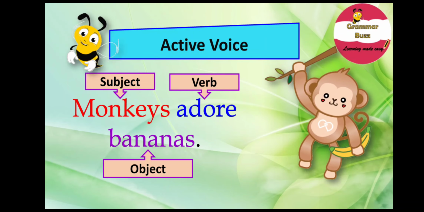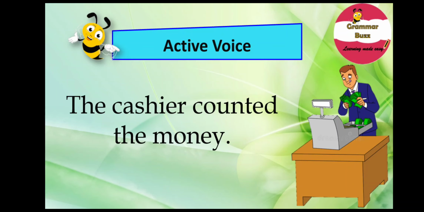Well, let us take another example into consideration. And our sentence says, the cashier counted the money. The cashier counted the money. What or who is the subject in this sentence? Well, it is the cashier. The cashier is the doer of the verb or action. The cashier is performing the action.